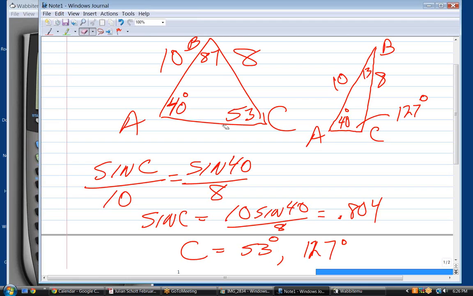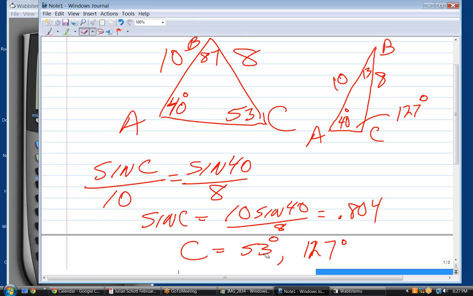Now, the reason this is possible. You might say, well, how does this not violate the law of sines? Because we've got sine of 40 over 8 has to be the same as the sine of 127 over 10, which has to be the same as the sine of 53 over 10. Well, the sine of 53 is the same as the sine of 127. This is the second quadrant angle. This is the first quadrant angle. So it doesn't violate the law of sines at all.